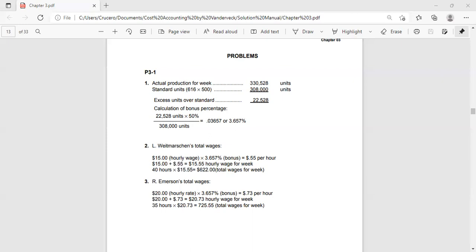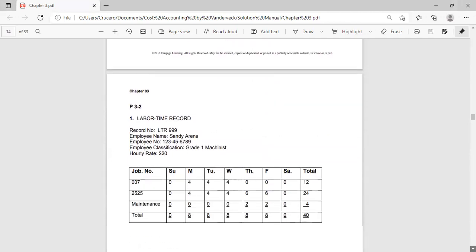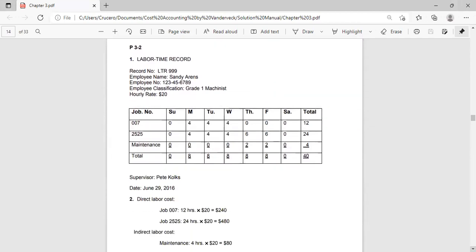Next, we go to problem 3-2. In 3-2, we have now the requirement, prepare a labor time record for the week ended June 29, 2016, and compute the amounts, direct labor costs by jobs and indirect labor costs created by the worker for the week. So we have now Sunday.